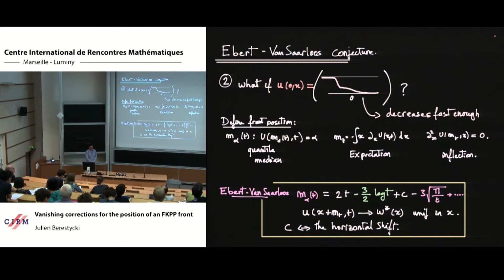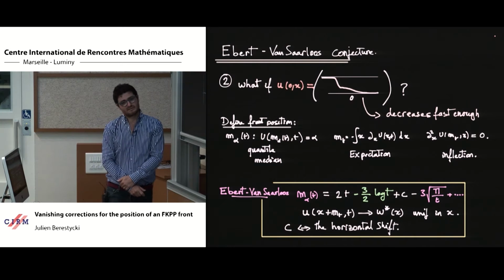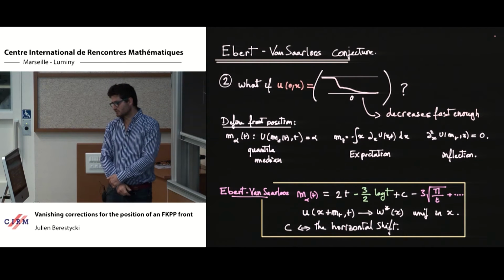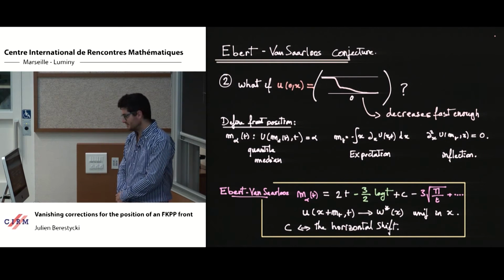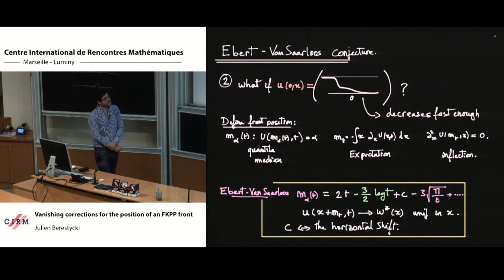Okay, so the next step in this story is more recent. It's early 2000s. And it's a conjecture or prediction by physicists, by Ebert and Van Saarloos. So again, they place themselves in the situation in which your initial condition is fast decreasing. So again, think of the thing which reaches 0 in finite time or is compactly supported.